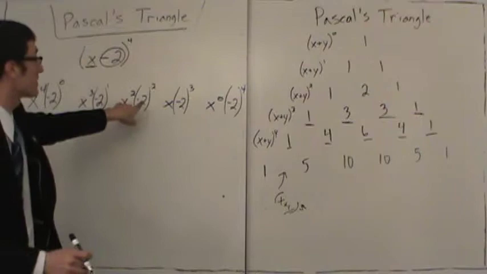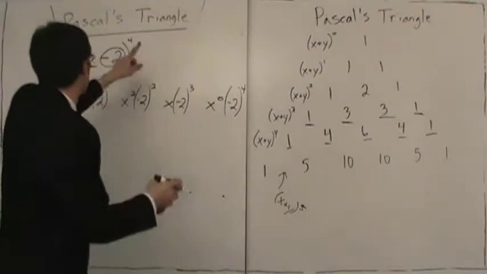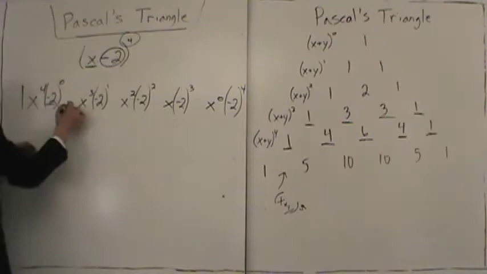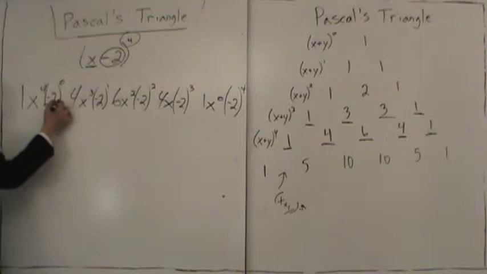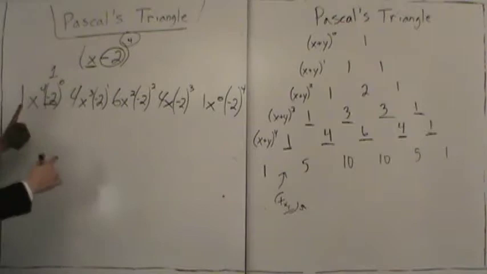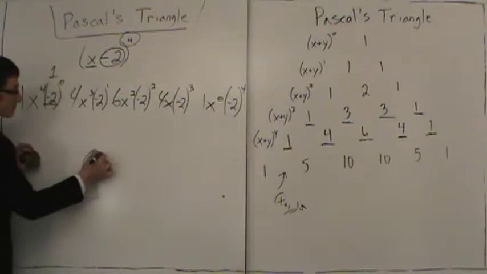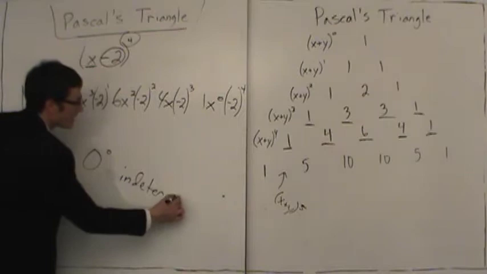And now negative 2 quantity to the 0. Oh, I'm sorry. We have to put in our coefficients. So 4th degree, what are our coefficients? 1, 4, 6, 4, 1. Put these in. So we have 1, 4, 6, 4, 1. And now just calculate. Negative 2 quantity to the 0 power is another representation of 1. Anything to the 0 power is 1, except for what? Remember 0 to the 0th? 0 to the 0th is what? Indeterminate.